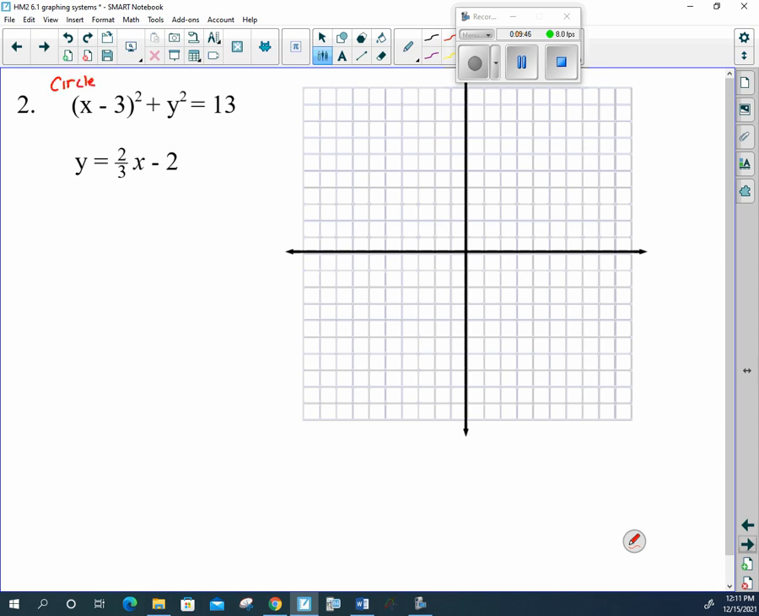And the center of this circle is at (3, 0). And the radius is the square root of 13. All right, so (3, 0) puts me right here.